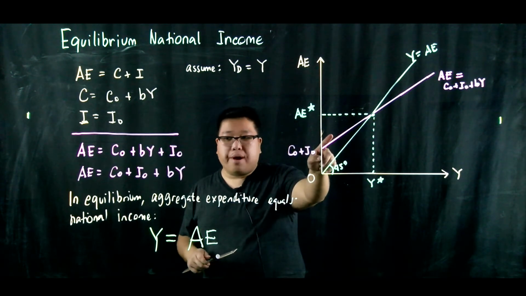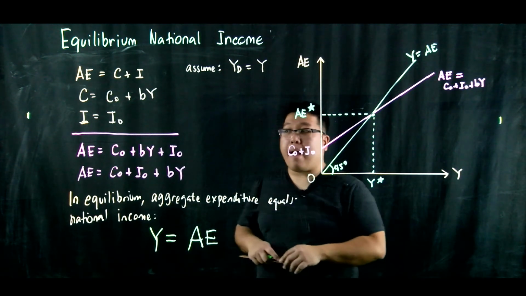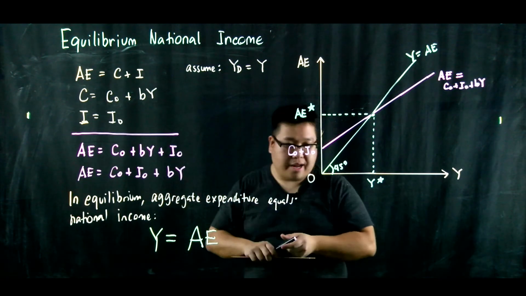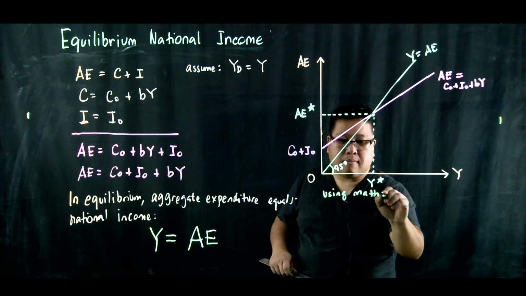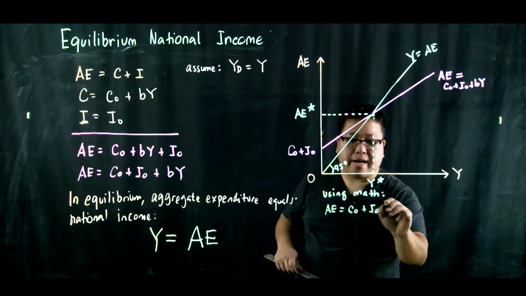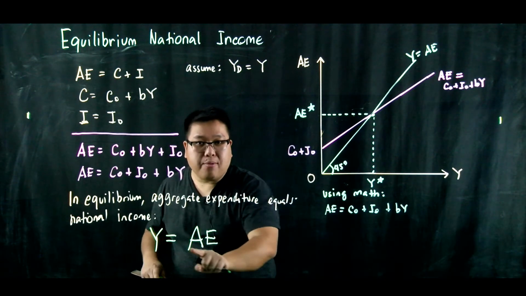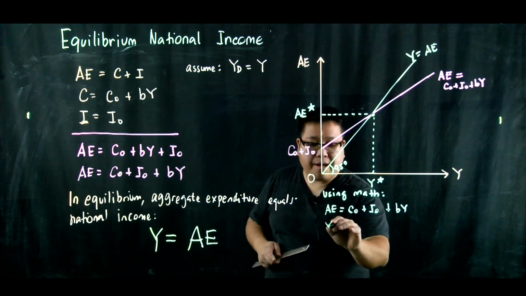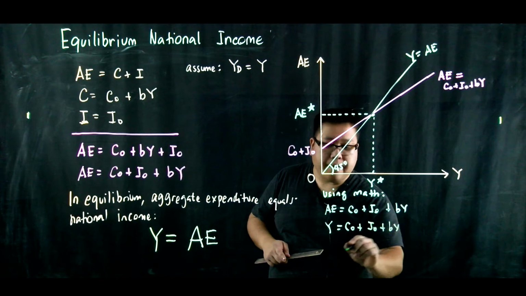Now, this is how you find the equilibrium by way of a graph. How do you do it using math? Well, we know that our AE is given by this expression right here. So using math, we know that AE is equal to C sub 0 plus I sub 0 plus BY. We know that in equilibrium, Y equals AE. So all we need to do is substitute this condition. So we have here Y is equal to C sub 0 plus I sub 0 plus BY.